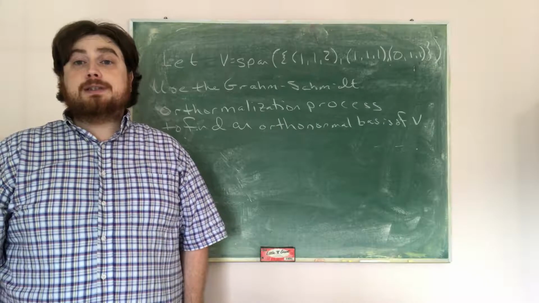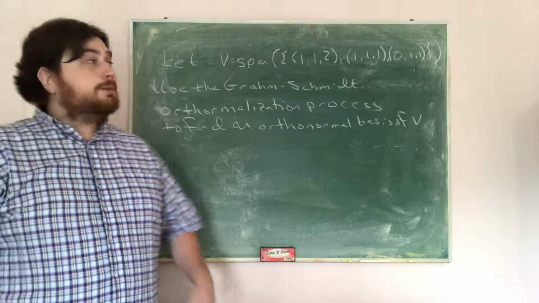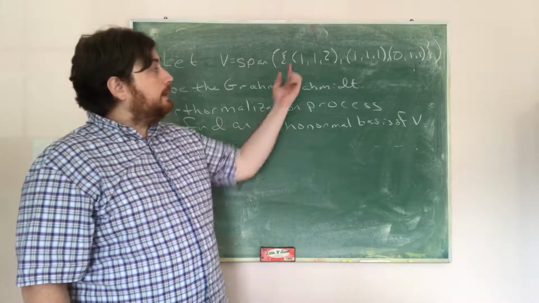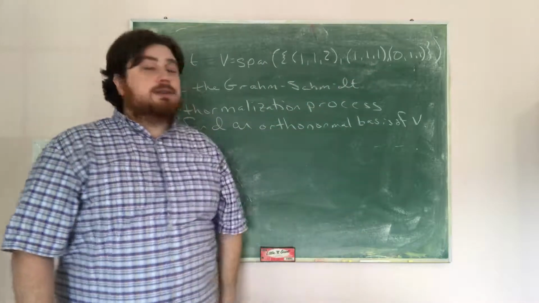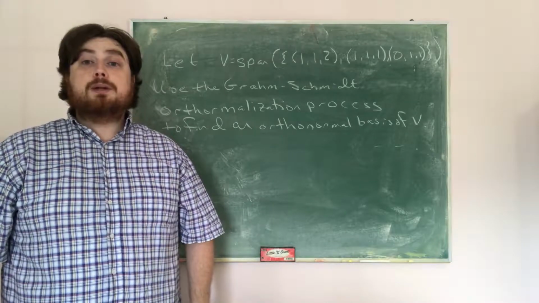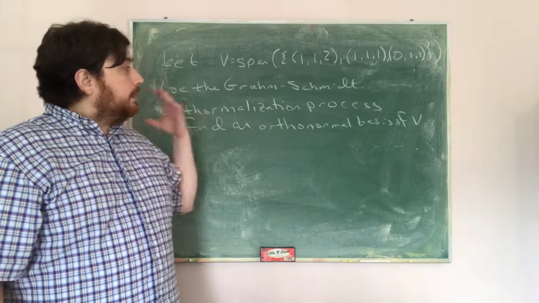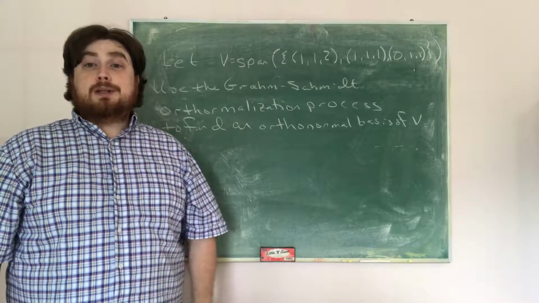Hello mathematicians, thank you for joining me today as we try to find, well, if we have V is the span of the set of vectors given by (1, 1, 2), (1, 1, 1), and (0, 1, 1), we'll want to find an orthonormal basis for this vector space using the Gram-Schmidt orthonormalization process.